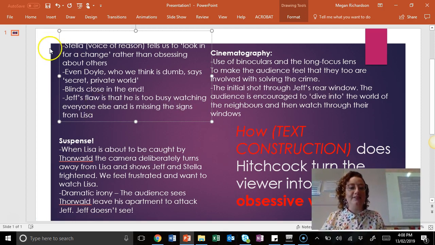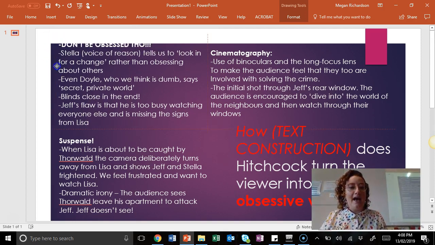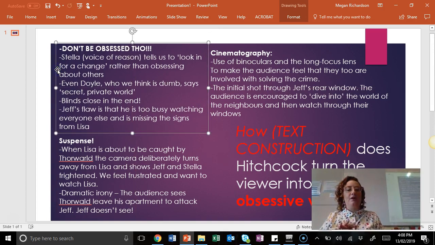So what I've got so far is, I really like that good old Hitchcock says, yes, he lures us in to be voyeurs, but his final thing is don't be obsessed. He gets Stella, our voice of reason, to look in for a change rather than obsessing about others. Even Doyle, who we think is dumb, spills brandy on himself, and doesn't even see that there's a murder.